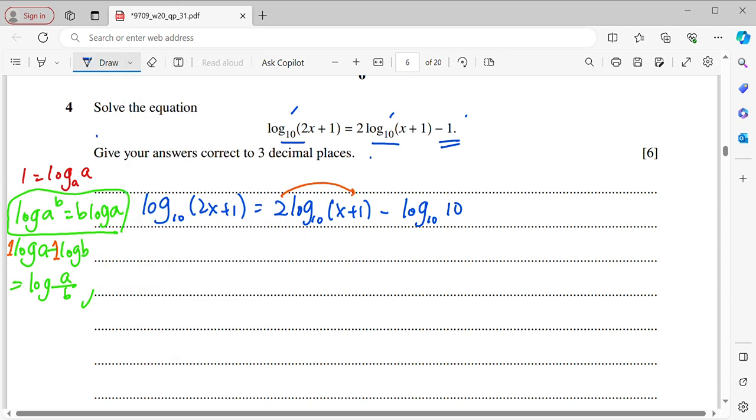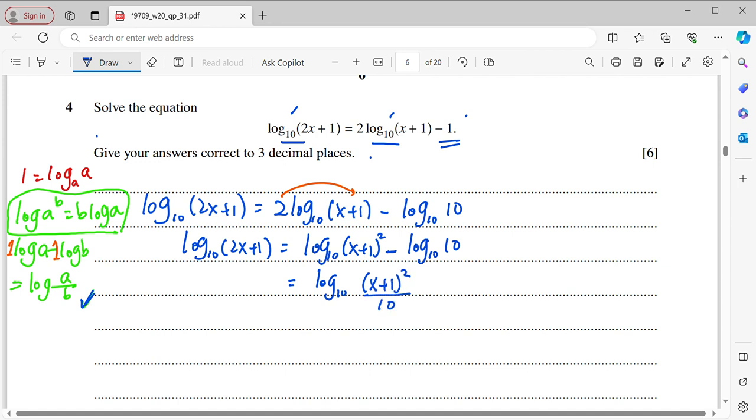Therefore my working becomes log base 10 of (2x plus 1) equals log base 10 of (x plus 1) squared, minus log base 10 of 10. Then only now I will combine using the second formula. Therefore this is log base 10. Since this is minus, it means division, so it will be (x plus 1) squared over 10. Now since you have 1 log on both sides, my next step is just to ignore the log from both sides, then I will be getting 2x plus 1 equals (x plus 1) squared divided by 10.